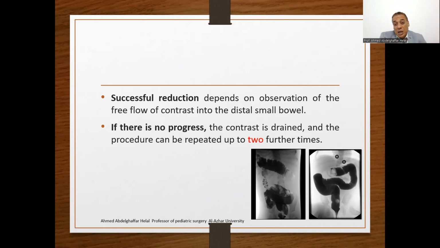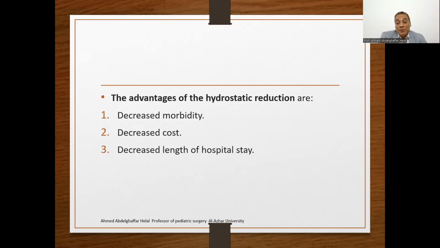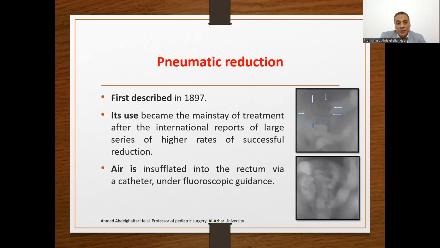So this is called the hydrostatic reduction, using water-soluble isotonic contrast enema to relieve the obstruction or to relieve this intussusception. The advantages of the hydrostatic reduction are decreased morbidity, decreased cost, and decreased length of the hospital stay.